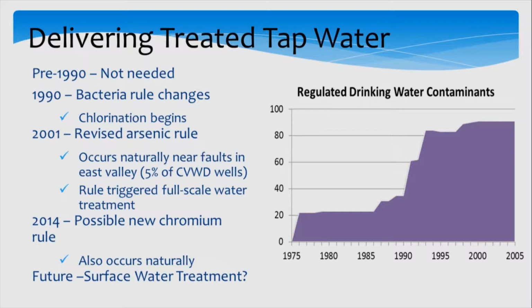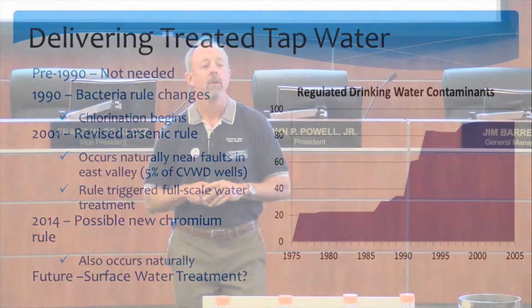And who knows, maybe in the future, we'll be doing surface water treatment. Most of the country uses rivers and lakes, water that occurs on the surface, as their water supply. You run it through a treatment plant, and it goes into the pipe. So we don't do that yet, but that's always an option. And it certainly is a very effective way to provide safe tap water also.